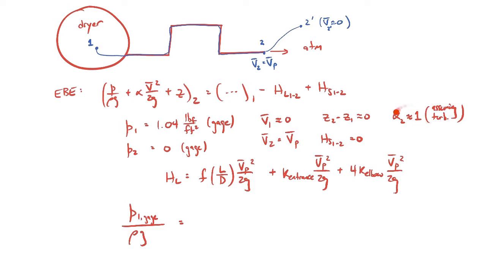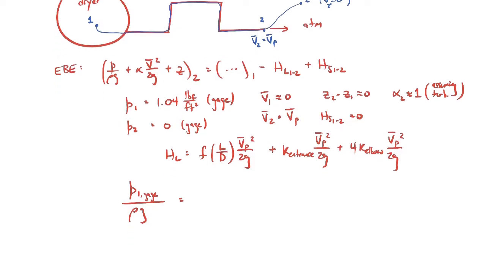I'm going to have to check that assumption at the end of the problem. If it's not turbulent, then I need to come back and rework this assuming that it's laminar. But for now, let me assume it's turbulent. If it is turbulent, then everything was okay. Okay, so keeping that in mind, and bringing the head loss term over to the left-hand side, I'm going to get the following.